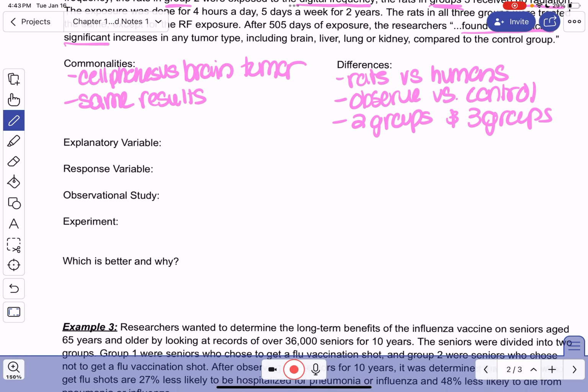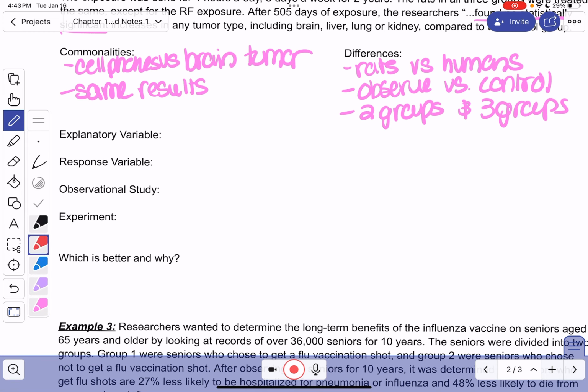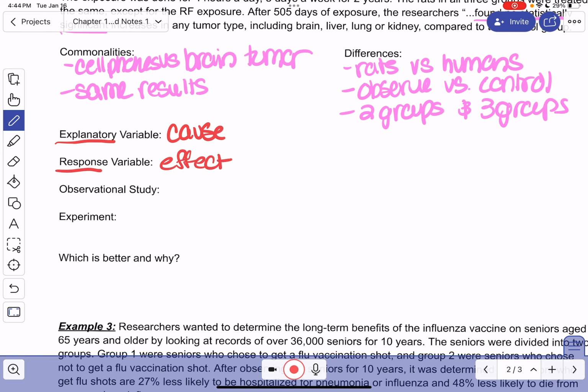Now, we talked about variables in the last lesson. Here we're going to be more specific. So explanatory variables, those are the cause or the explanation. So in those two examples, the explanation would have been the phone use or the radiation exposure. The response is your effect. What happens when you're exposed to that explanatory variable? So in this case, it was brain tumors. An observational study measures the response to the explanatory variable without controlling anything. So they're just watching.